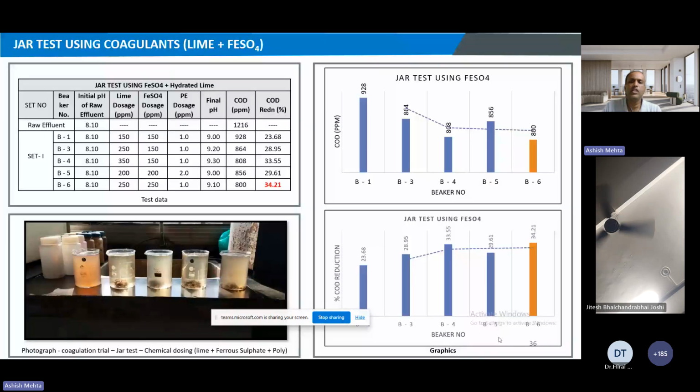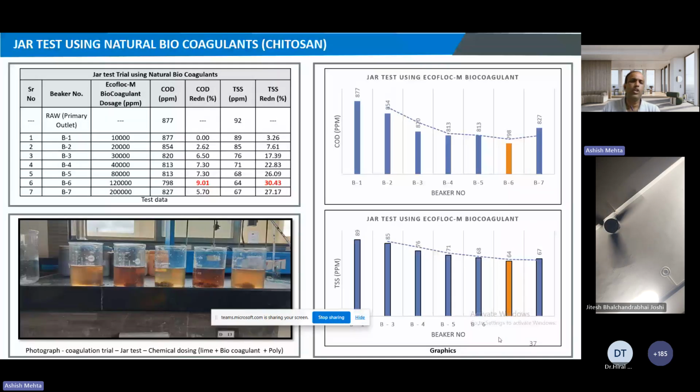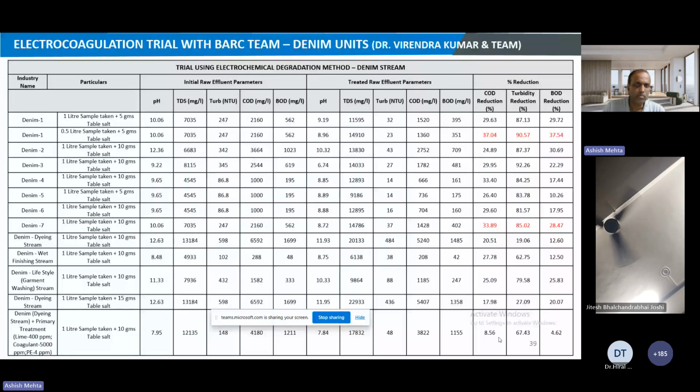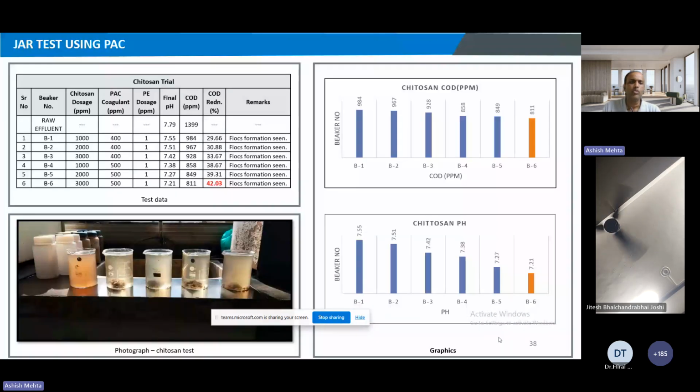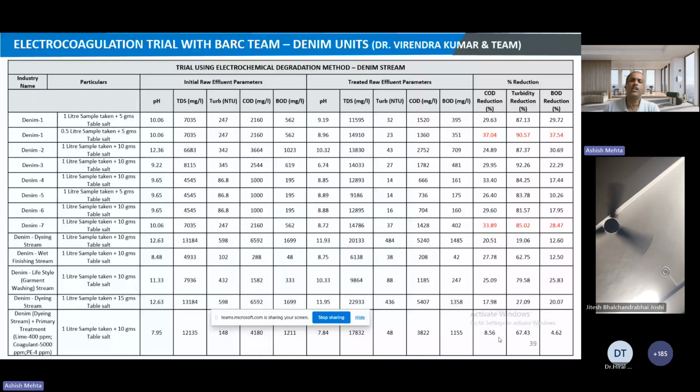We carried out different trials with different coagulants to optimize the conventional versus the natural biocoagulants, chitosan, and also the polyaluminum chloride. You can see various jar tests and analyses are continuously done. We had also involved external experts. We carried out a lot of studies, even including with Bhabha Atomic Research Center on the electrocoagulation process and other optimization in physical, chemical, and biological systems.